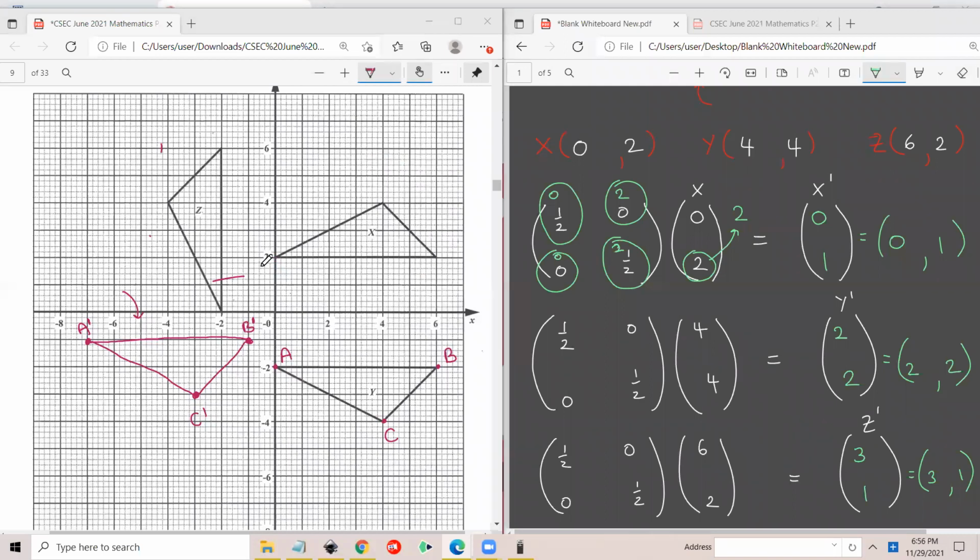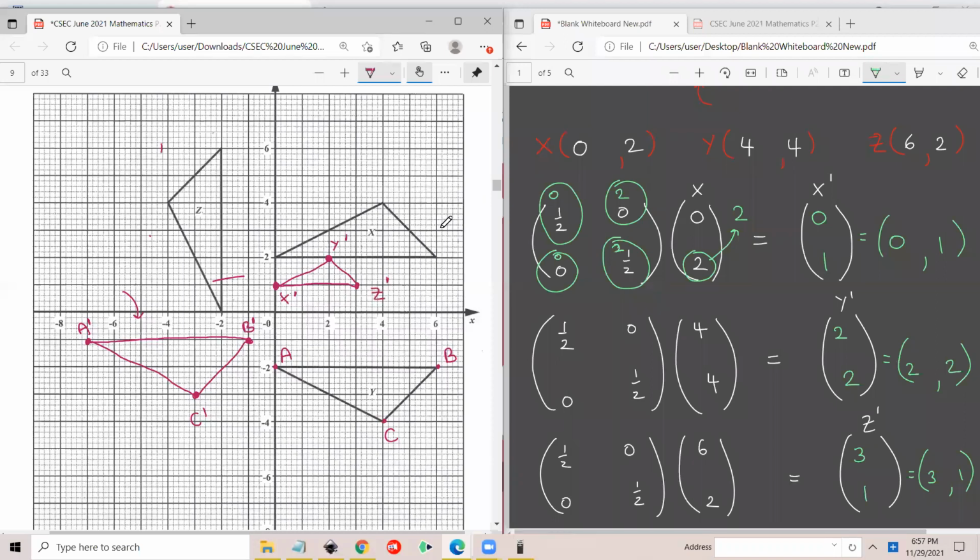Yeah, the 2 was wrong. 0, 1 is here. The next one was 2, 2. That was up here. And the next one was 3, 1. This was the triangle down here. This is X dash, Y dash, and what?